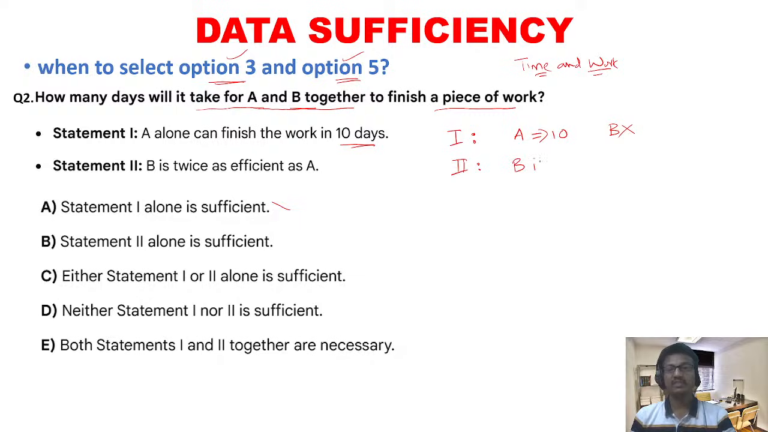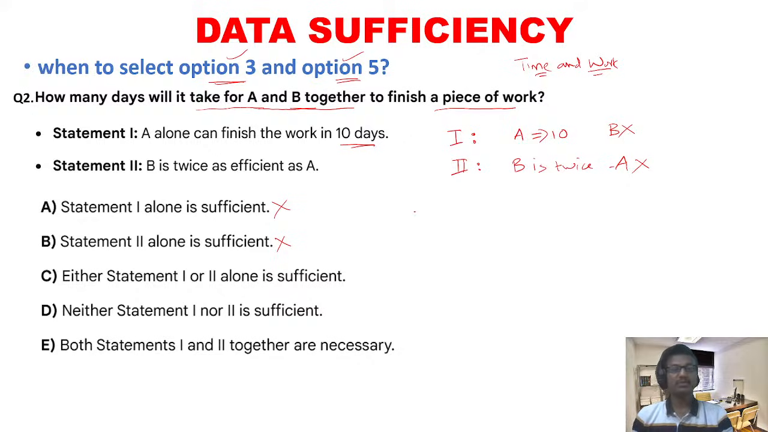Okay, so it is just said that B is twice as efficient as A. That's what it says. But what is the rate of work done by A? It is not mentioned here. So that means statement 2 alone is also not sufficient to arrive at the solution.